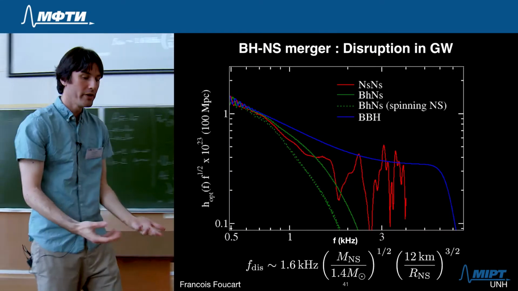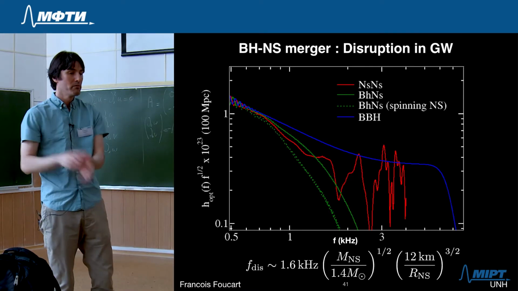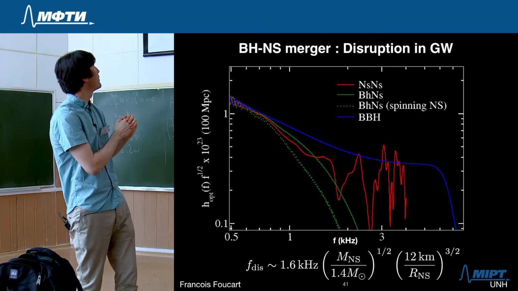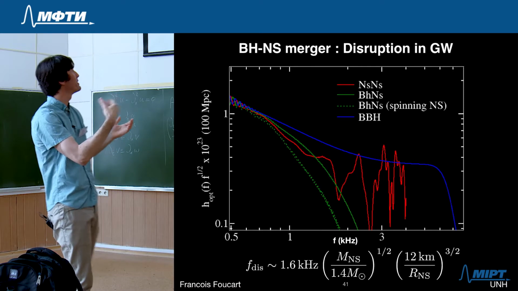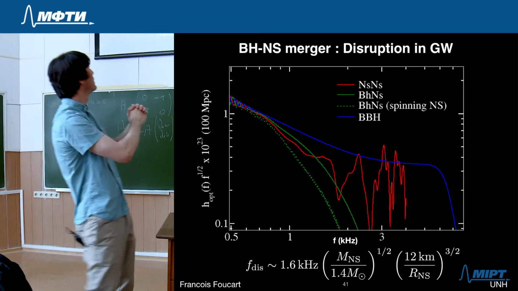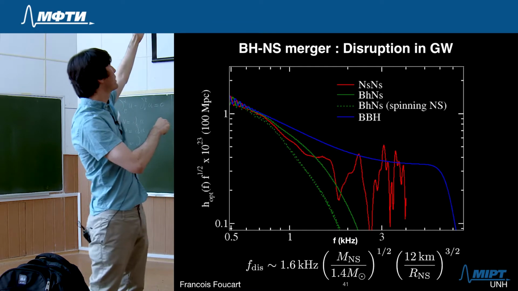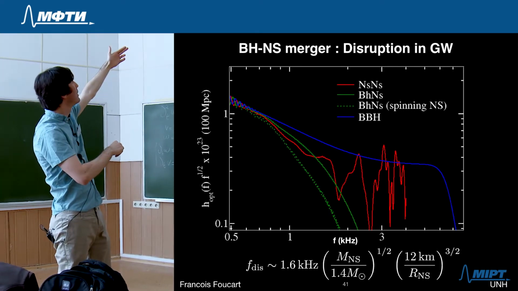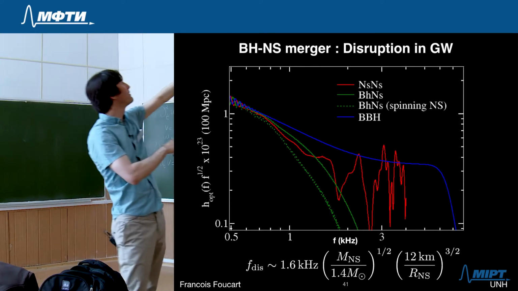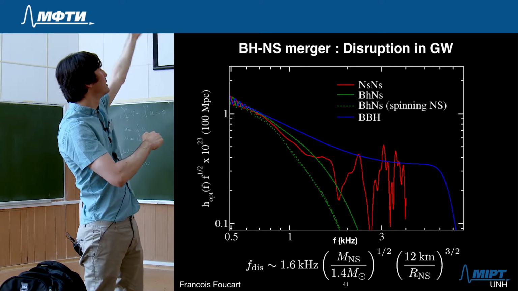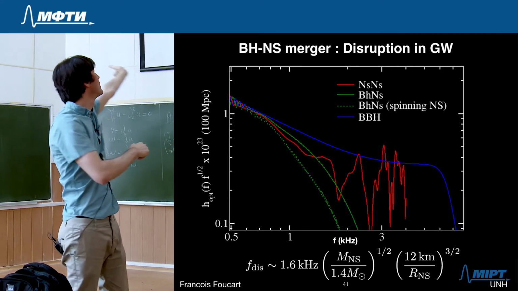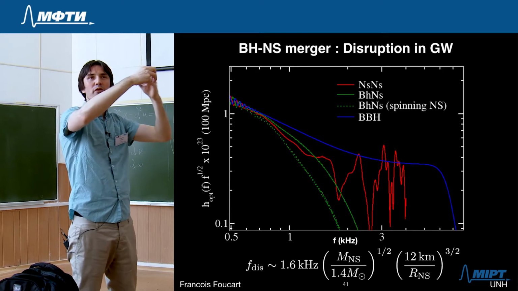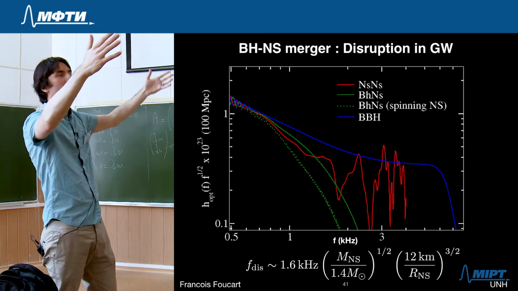Okay, the other information that you can extract from disruption or no disruption in black hole neutron star binaries is that if the neutron star disrupts, the gravitational wave signal is cut off at high frequency. Again, this is a spectrum of the gravitational wave amplitude. The blue curve shows you a black hole binary, and the green curve is a disrupting neutron star binary. The disruption means that the late part of the merger, the plunge of the neutron star into the black hole, does not exist, is cut off.